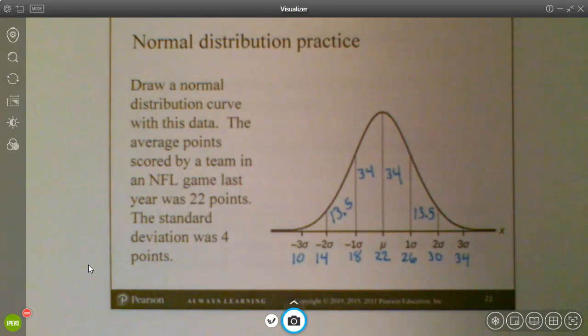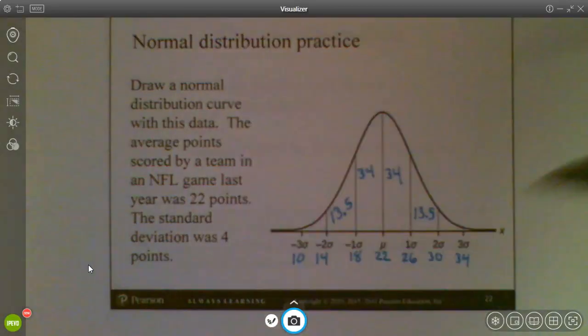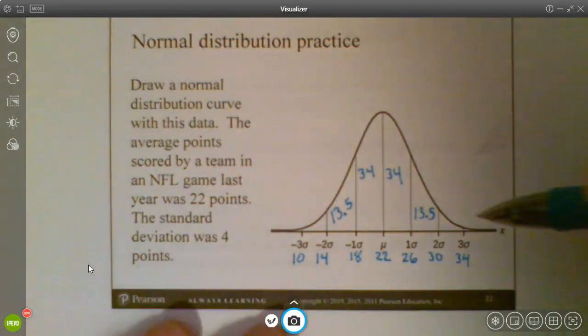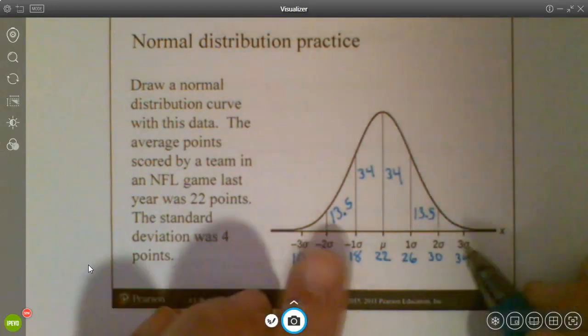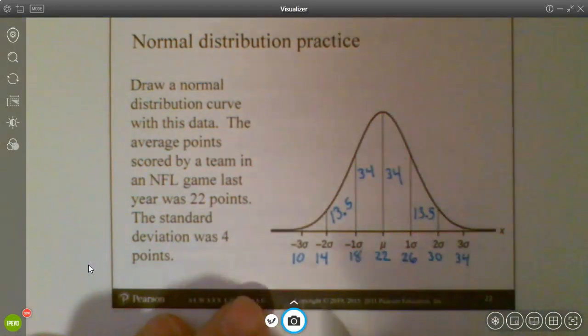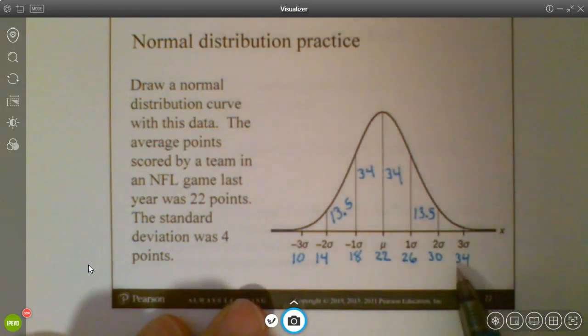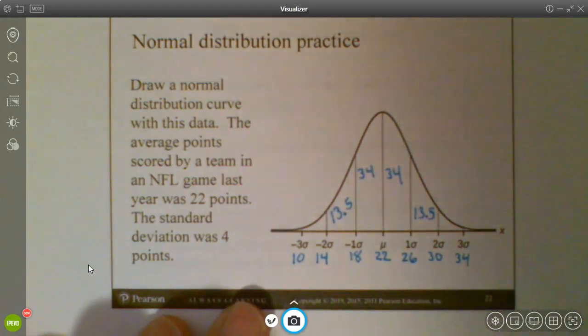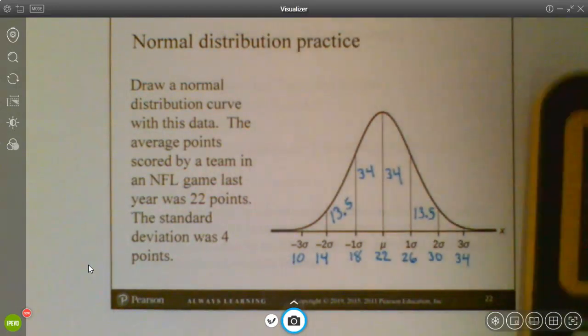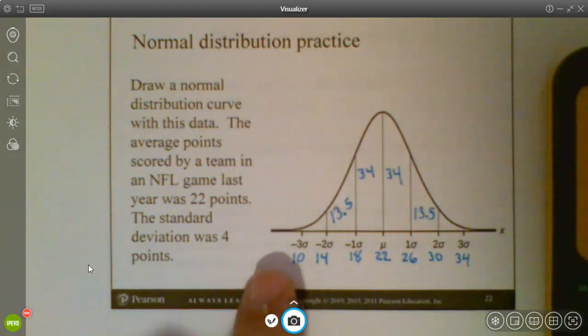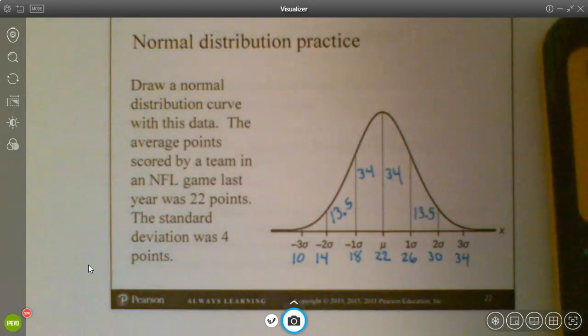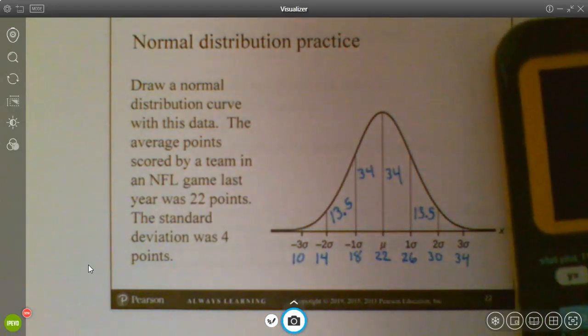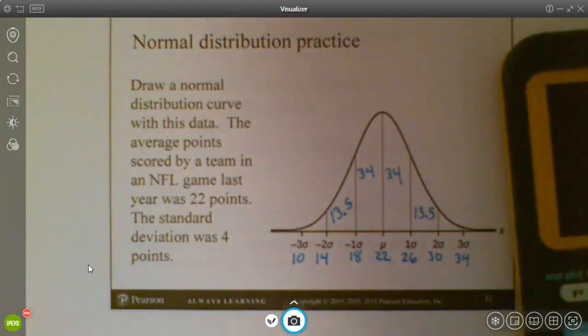In the next lesson, we're going to learn how to do these in the calculator. So I'm just showing you based on general rules for today. One more little piece. The whole thing from 10 to 34 was 99.7% of the data. So there's a very tiny bit outside of that. In other words, potentially no teams scored fewer than 10 or more than 34. If it did happen, it was a very rare occurrence.